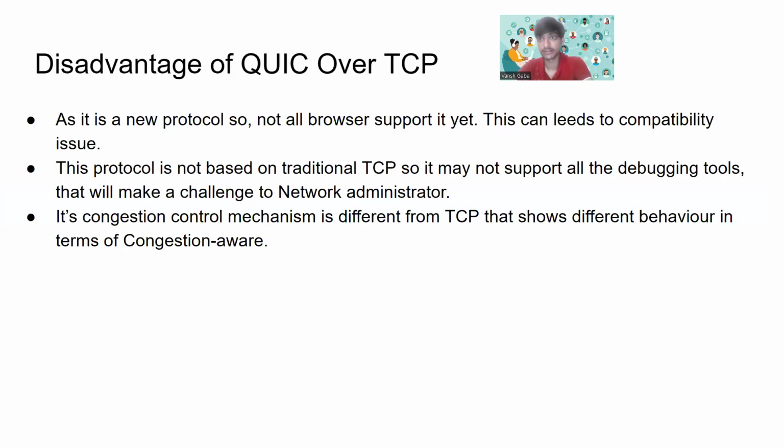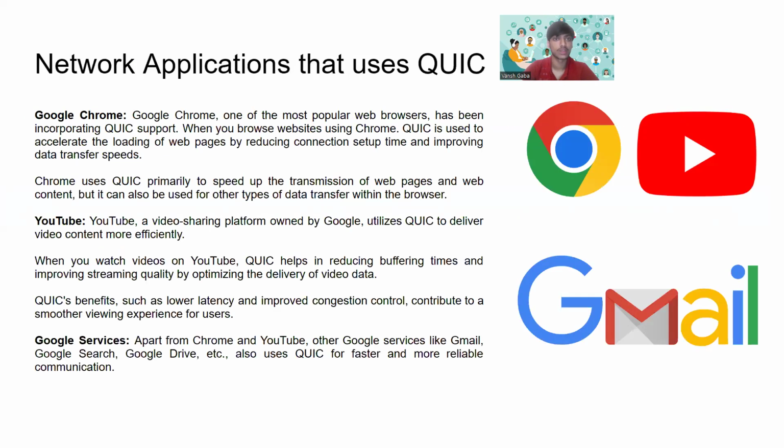Now coming to the disadvantages of QUIC over TCP. As QUIC is a new protocol, not all browsers support it yet, so it can lead to compatibility issues. Also, this protocol is not based on traditional TCP, so it may not support all the debugging tools, which will make debugging a challenge for network administrators. Also, its congestion control mechanism is very different from TCP, so it shows different behavior in terms of congestion.